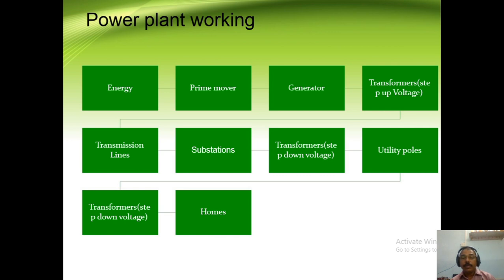From this transformer, again it goes to the utility poles, main poles we can see, or we can say the DP. And from there it goes to the transformer again where step-down voltage is done. And the required voltage, that is 220 volts, is given to the homes or for residential applications.